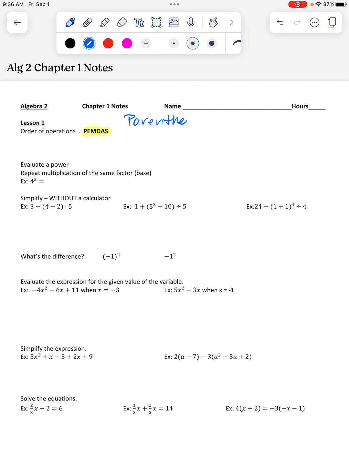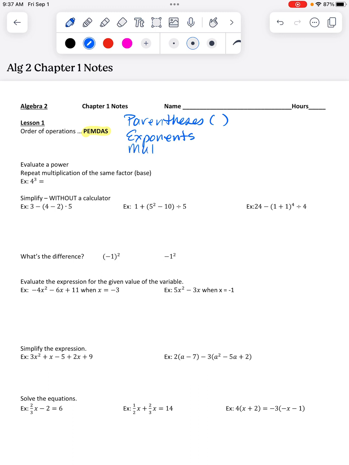So I think most of you know that the P is going to be anything inside parentheses gets done first. And if there's more than one set, you work your way from the inside out. Then you look for anything that is raised to a power, therefore it's called an exponent. Now here's where it gets a little bit tricky.